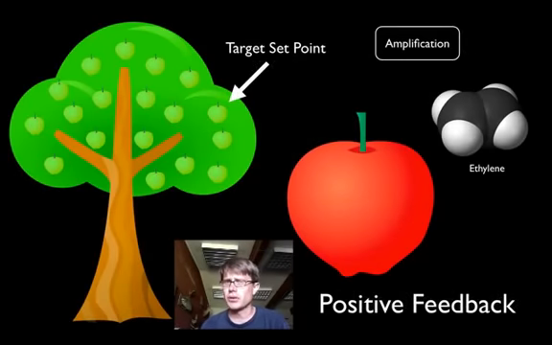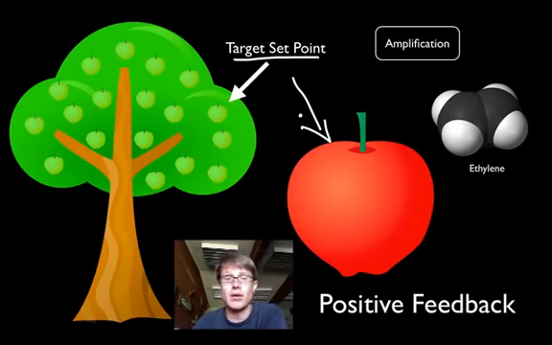What happens if we want to go in the opposite direction? Well, let's say we have this. We've got a fruit on a tree, and we call that the target set point. But let's say we want to move from fruit on a tree to fruit that is ripe. Now, why do trees make ripe fruit? I could talk about that for a long time. What they're essentially doing is making an attractant, so birds and humans are going to come and eat the apple and spread the seed somewhere else.